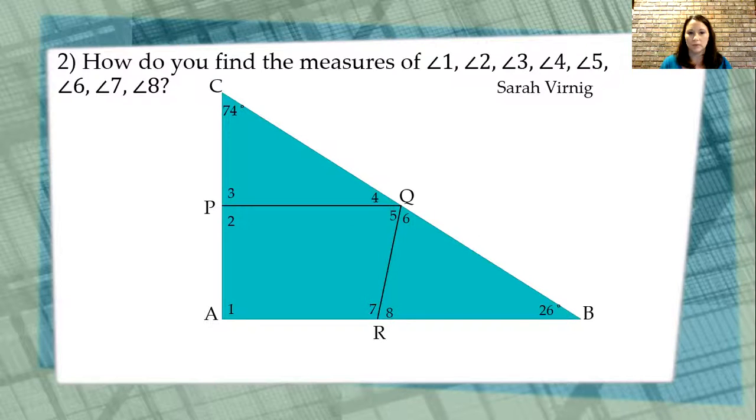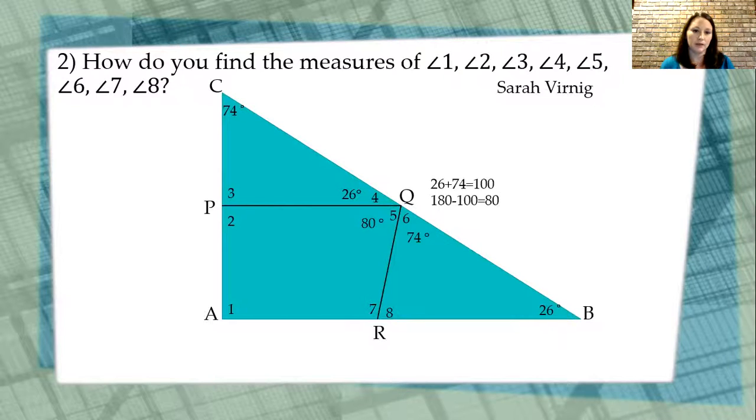Angle 4, we know is going to be 26 because angle B down here is 26. So when angle B is 26, 4 has got to be 26. Now let's do number 6. To find number 6, we know that C right here is congruent to 6, so 6 is going to be 74 degrees. To find angle 5, we just add 26 plus 74, subtract that from 180, and we're going to get 80 degrees. So that's number 5. Easy so far. Let's just keep on going.